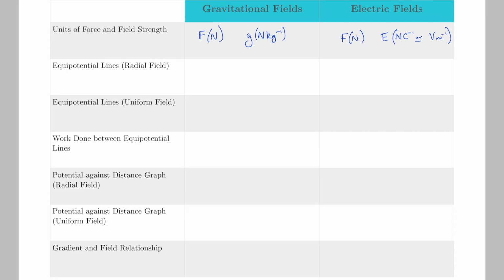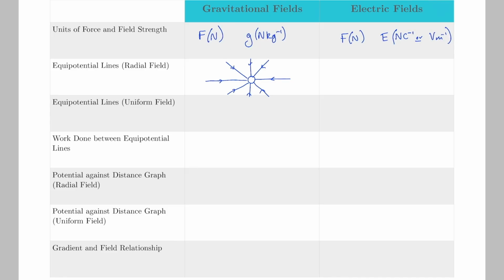So now we're looking at equipotential lines in a radial field. Let's go back to our radial field. I'll try and draw this as neatly as possible. These are just our field lines. These are not the equipotential lines, but we need the field lines before we can draw the equipotential lines.